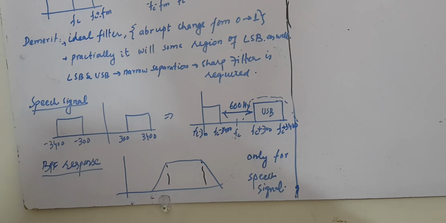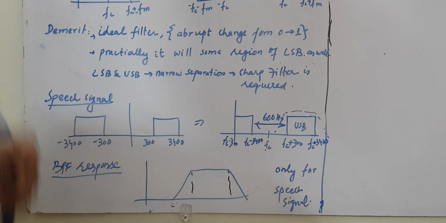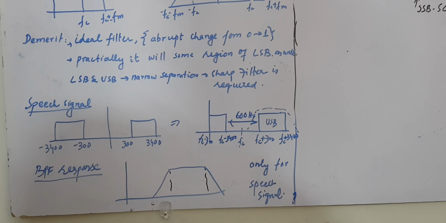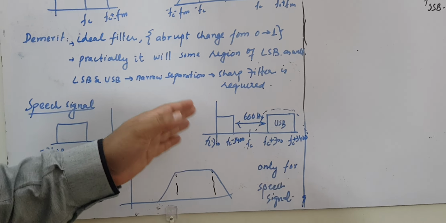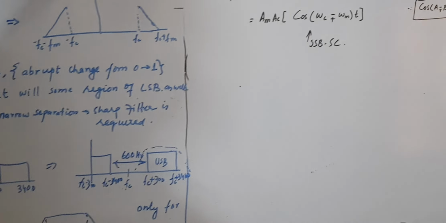That is fortunate for the speech signal, and that is why the filter method is usually preferred only for the speech signal. It is not used for other signals. So the second method is the phase shift method.